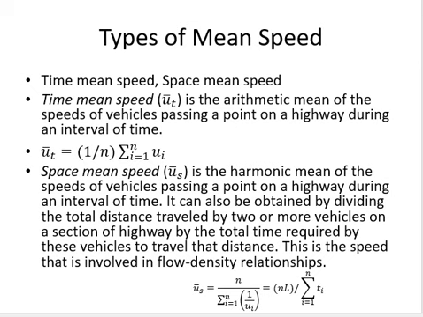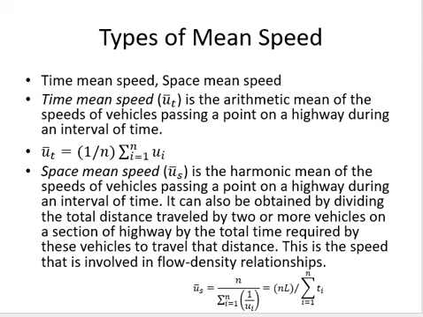Okay, so you have the number on the top divided by the summation of the inverse of values. This is called the harmonic mean. So if you take the speed and take the harmonic mean, it becomes space mean speed. Another way of finding the space mean speed is using length and time.